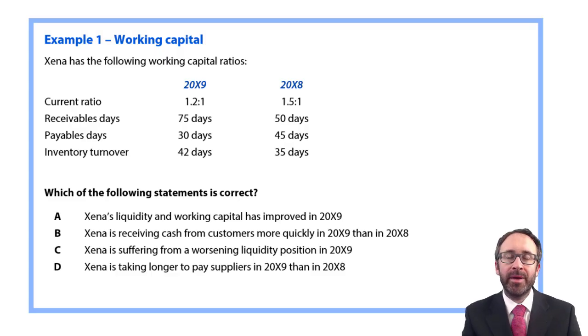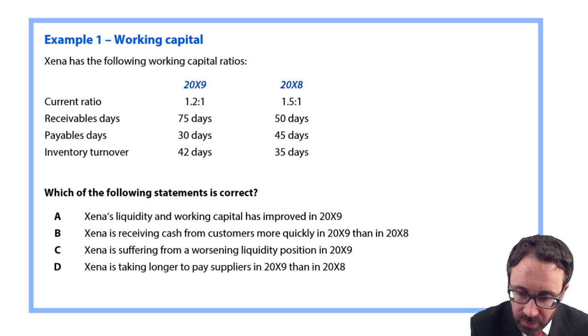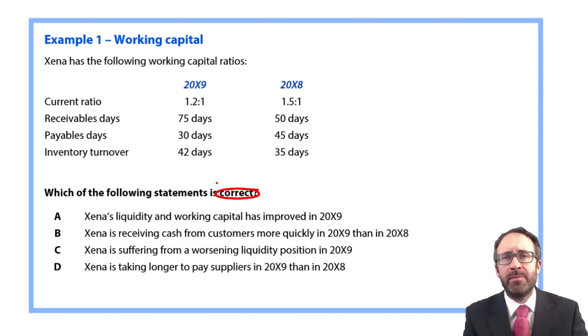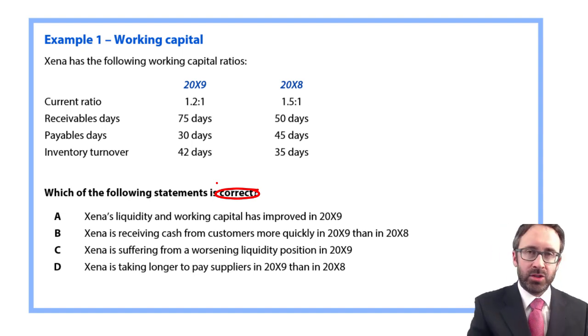So let's go through and begin looking at some of the examples that we have with regard to our working capital and liquidity. The first one that we've got here is just the standard multiple choice question, asking us to determine which of the following statements is correct. One of those, A, B, C, or D, is correct.